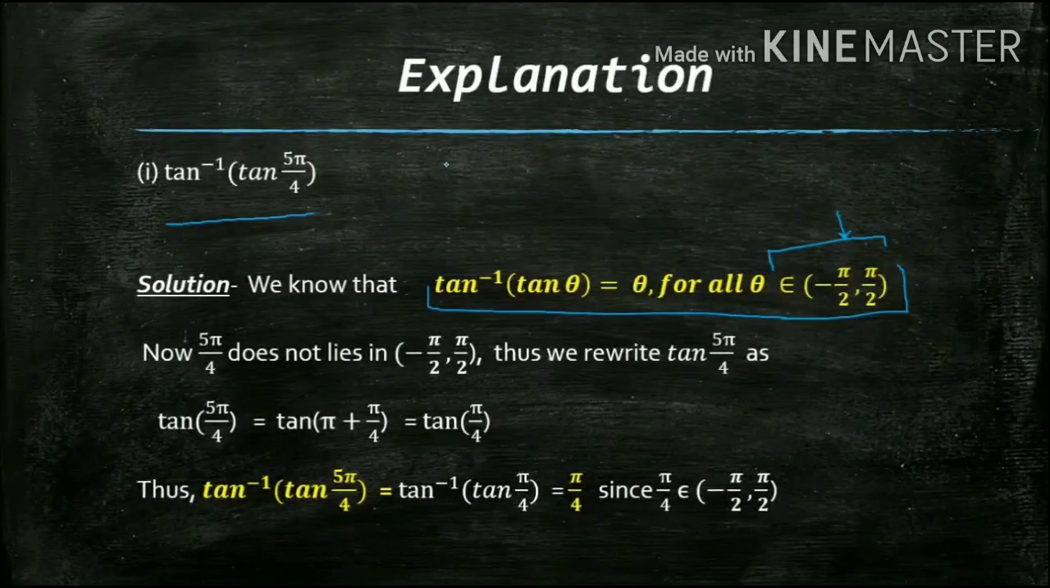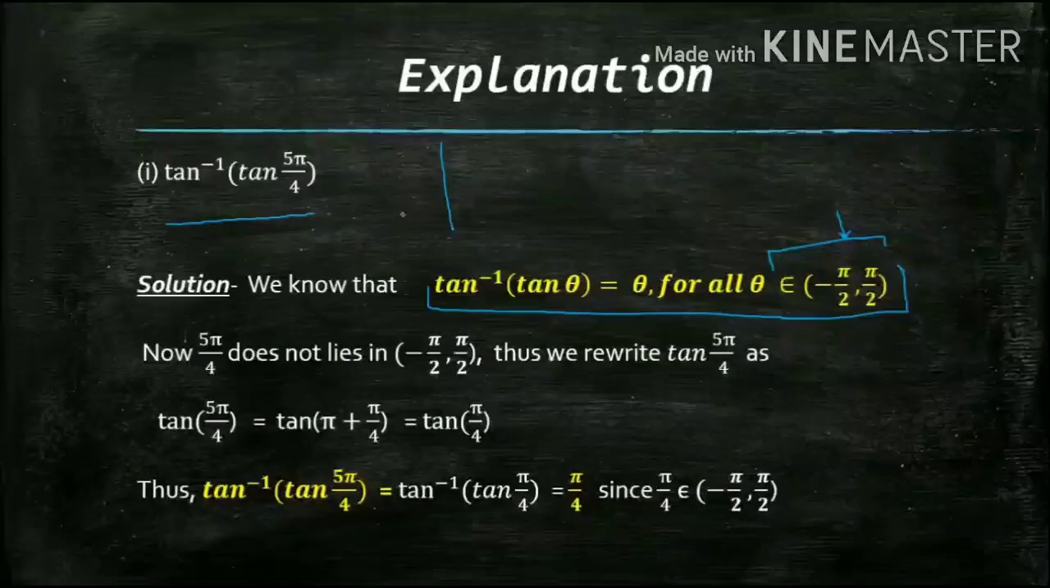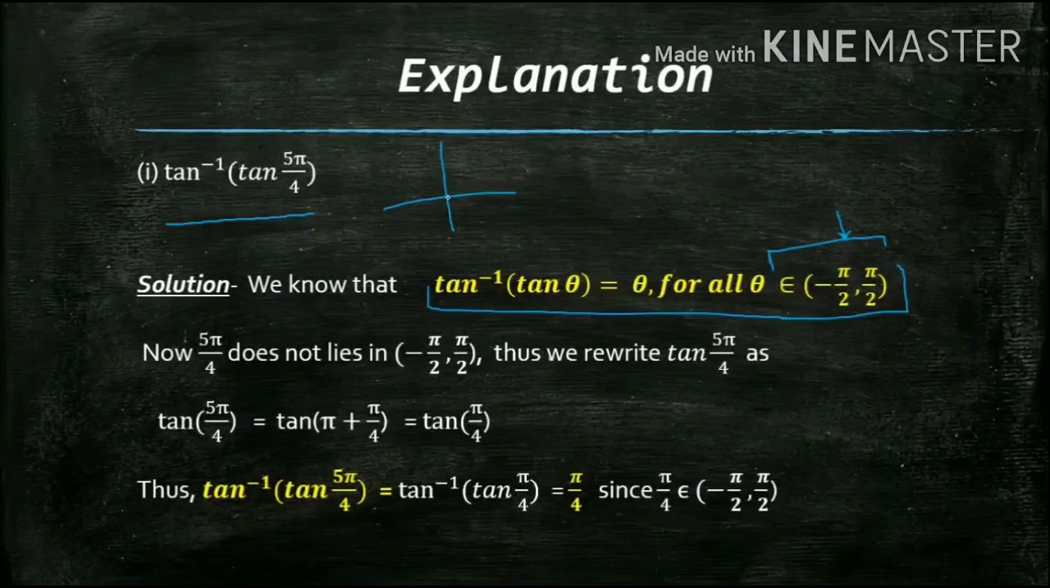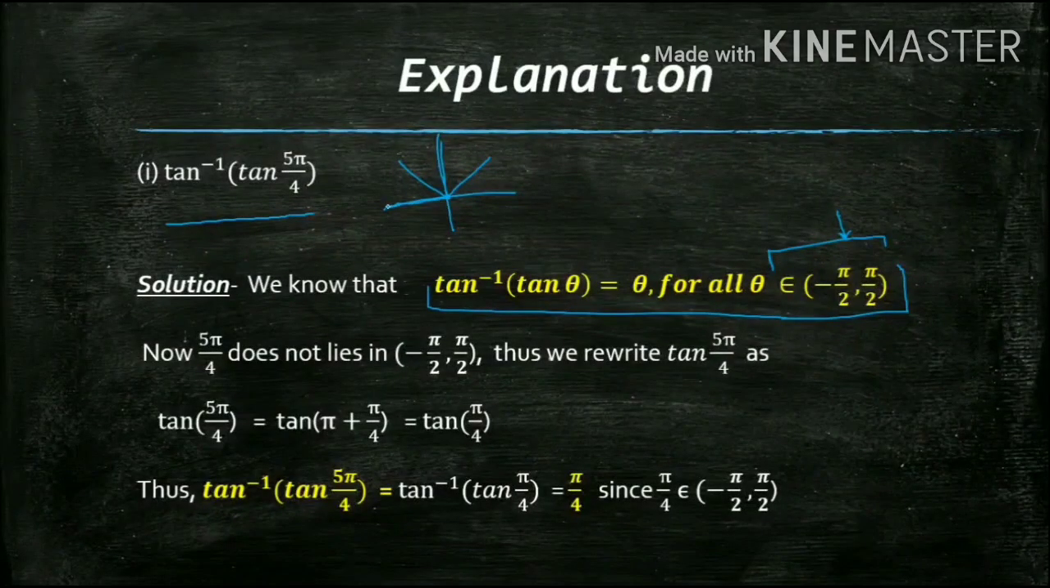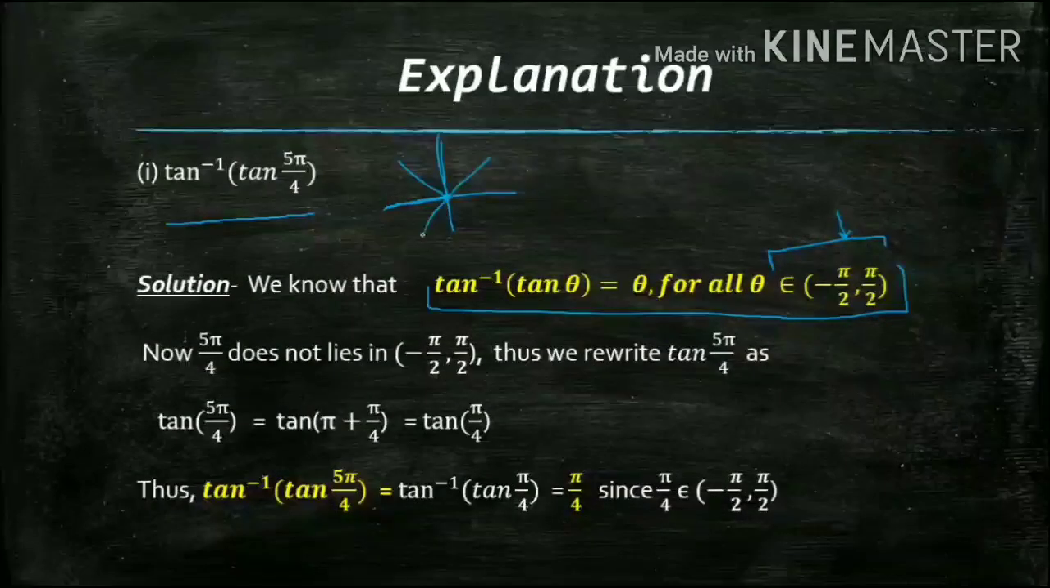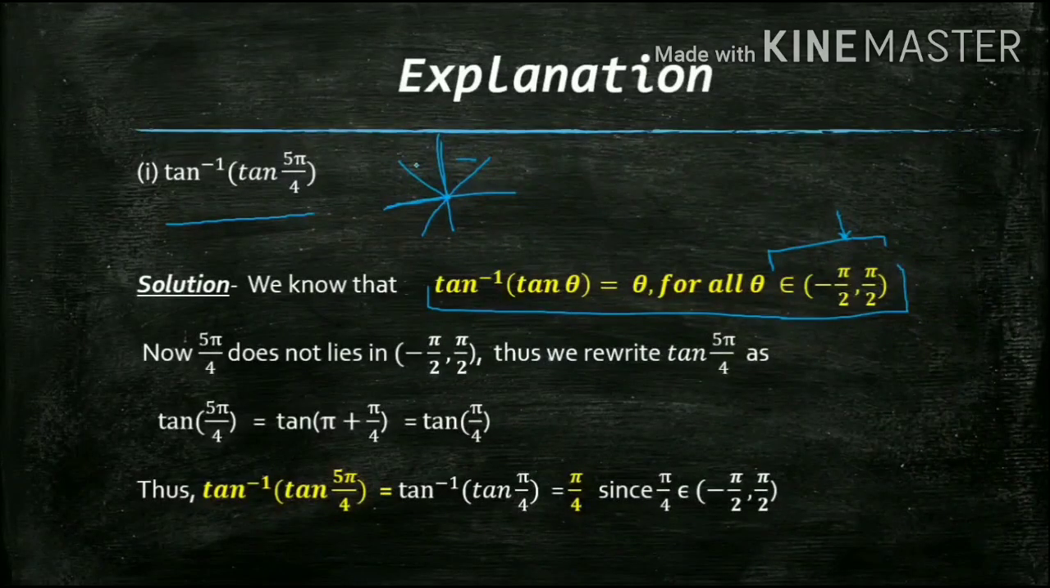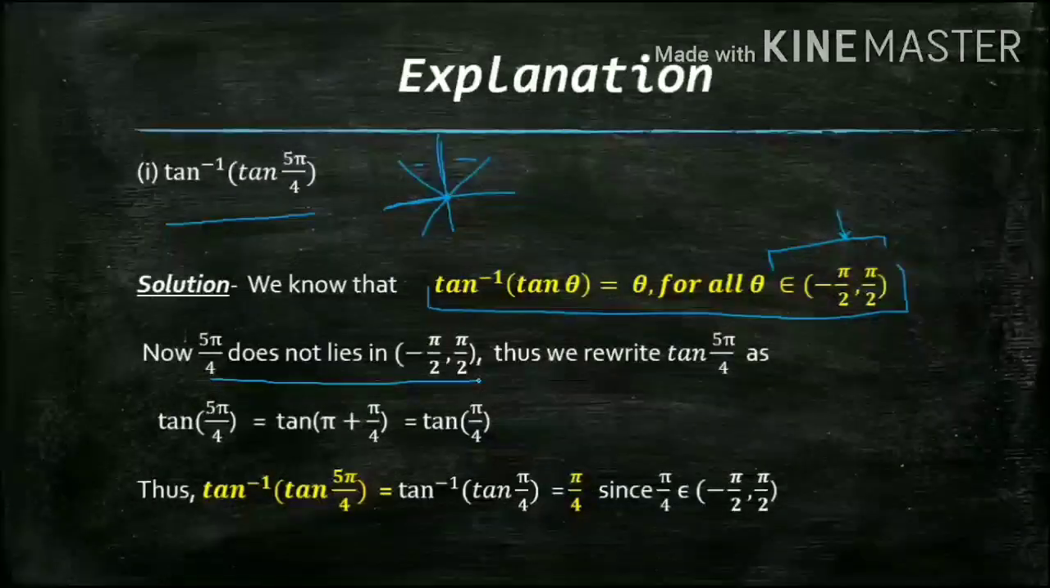I have told you how to check this. Pi by 4 lies in the first quadrant. 2 pi by 4 is this. 3 pi by 4 lies in the second quadrant. 4 pi by 4 will be this. And 5 pi by 4 lies in the third quadrant. But this is basically taking the values from the first and the second quadrant. So that means 5 pi by 4 does not lie in this interval.